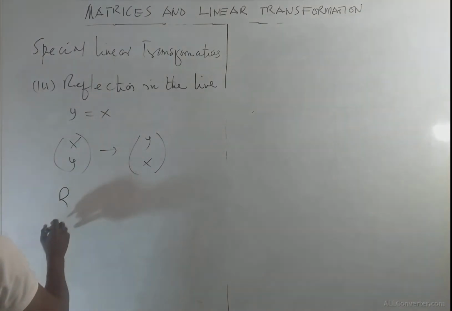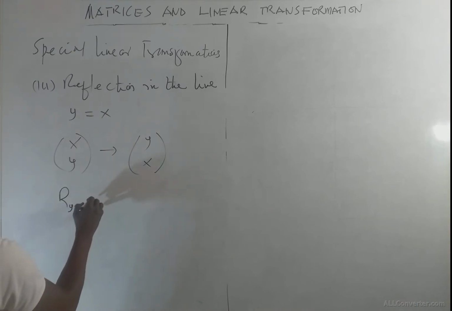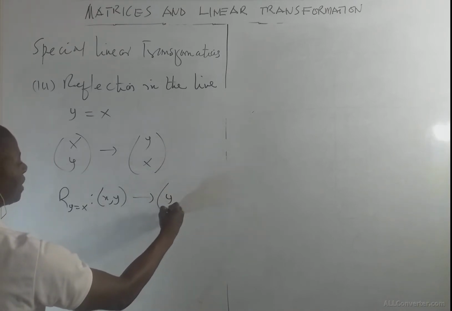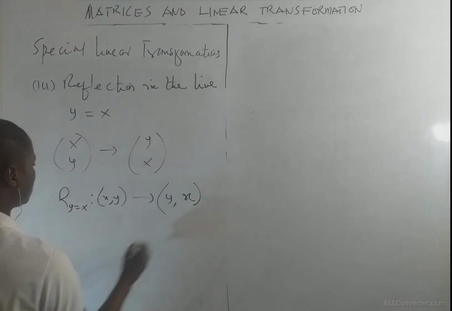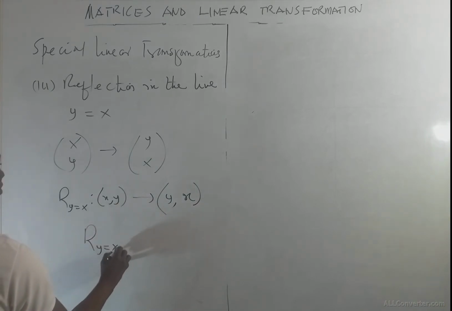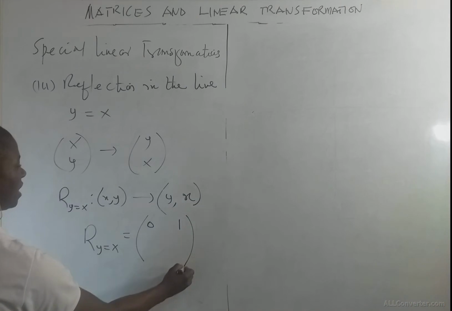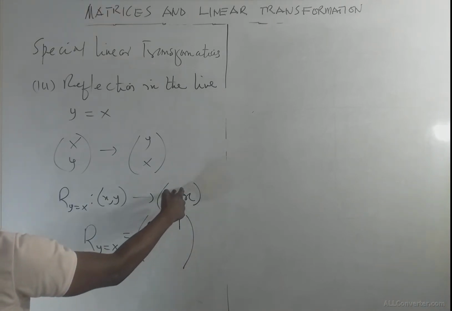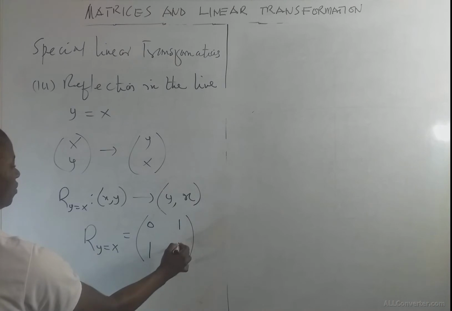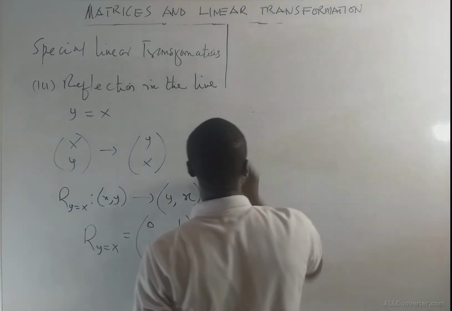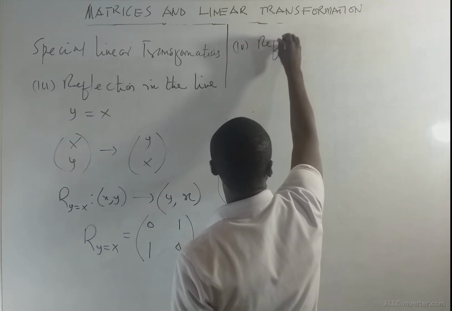And if you want to write the matrix for reflection in the line y = x, this will be (x, y), and this will map to, we have the first row, y, comma, then the second row, we have x. Now before the comma, there is no x term, so we are going to get 0 here. The coefficient of the y term is 1. After the comma, we have the x term. The coefficient of the x here is 1, but there is no y term, so it is 0. So for reflection in the line y = x, the matrix is 0, 1, 1, 0.